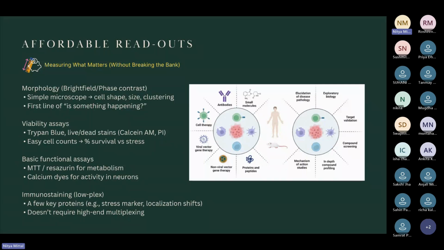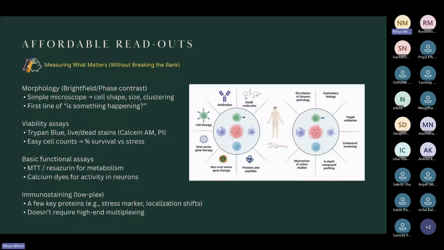And your first line of thought is, is something happening? You culture the cells, you look at them every day in the microscope, from like Monday, Tuesday, Wednesday, Friday, and you're noting down differences across each of the days. And that sort of tells you if something is happening at all. And remember, affordable does not mean trivial. It basically means smart use of what is accessible. Starting with morphology and viability, you would be surprised how much biology is visible under a simple scope.